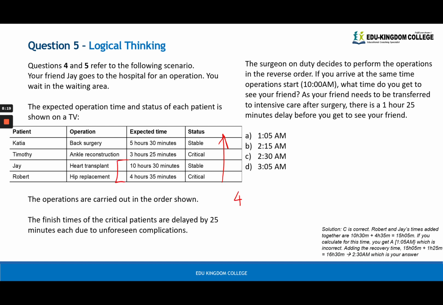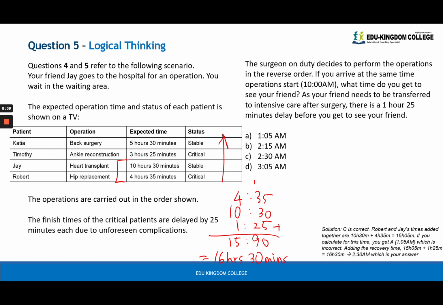So we're just going to add up these ones. 4 hours and 35, 10:30 plus 1:25. Add up 10, we have 6, 9, 5, 1. So 15 hours and 90 minutes, i.e. 16 hours and 30 minutes.